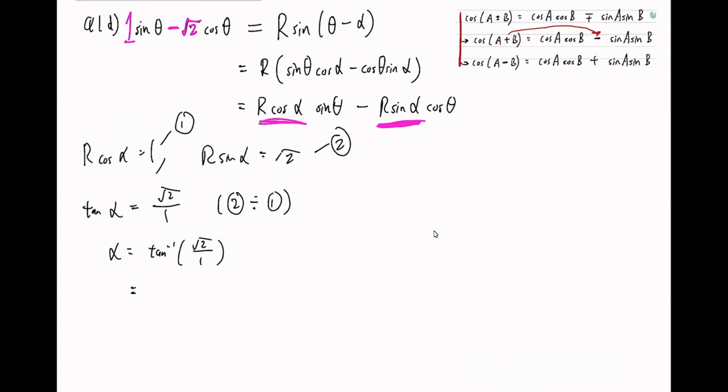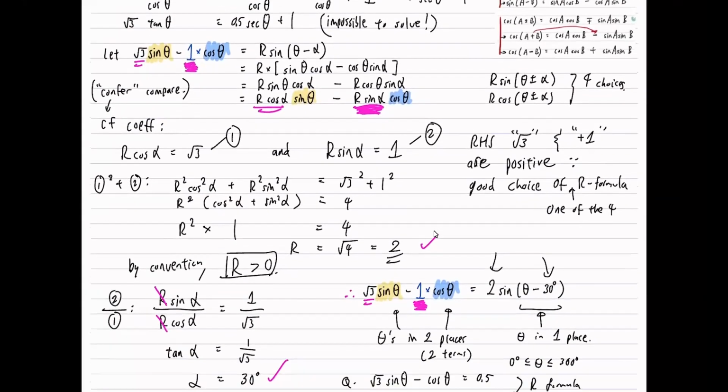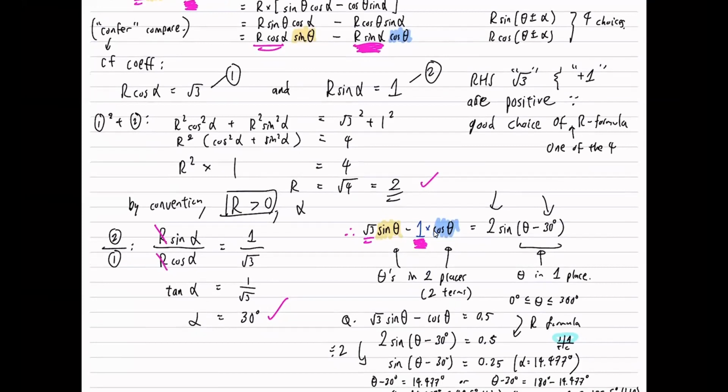Maybe I should write this down. Sorry, let me just write that down first in the notes. By convention, r more than 0 and alpha acute.